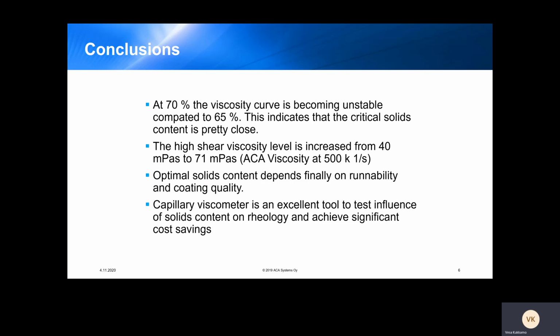So capillary viscometer is an excellent tool to test influence of solids content on rheology and achieve significant cost savings. We can see things that will happen also in the real life in the coater. We can see that the rheology is changing, and therefore we can then correlate these rheological results to actual coater runnability, and of course then this is a very good troubleshooting tool for runnability issues.